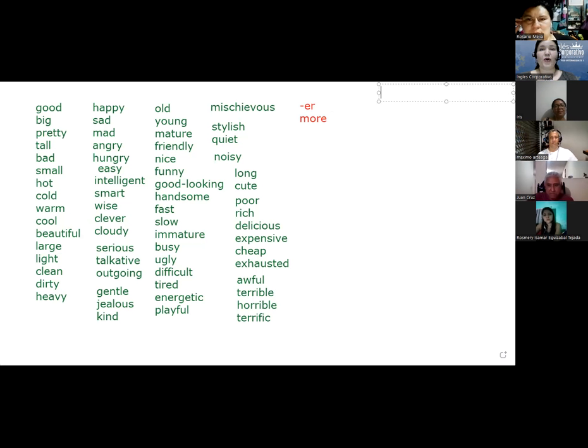Which ones do you think are more, and I'm going to write it here, comfortable? Which ones are more comfortable? Sandals or boots? Sandals are more comfortable than shoes. Which ones are better? Natura's beans or homemade beans? Homemade beans, right? Natura's is not paying me anything for this commercial. So they are more delicious, right? They are better.